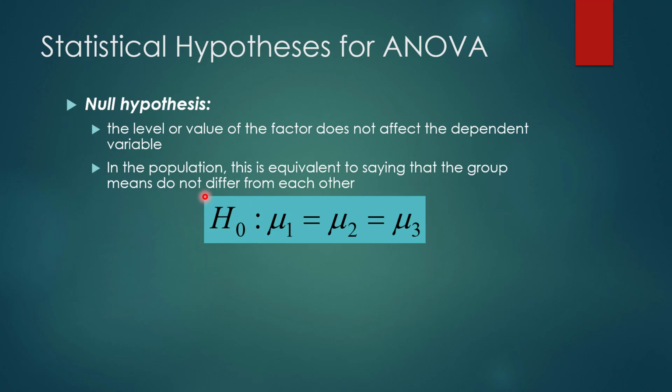So our null hypothesis says that the group means are equivalent to each other. They don't differ from each other.